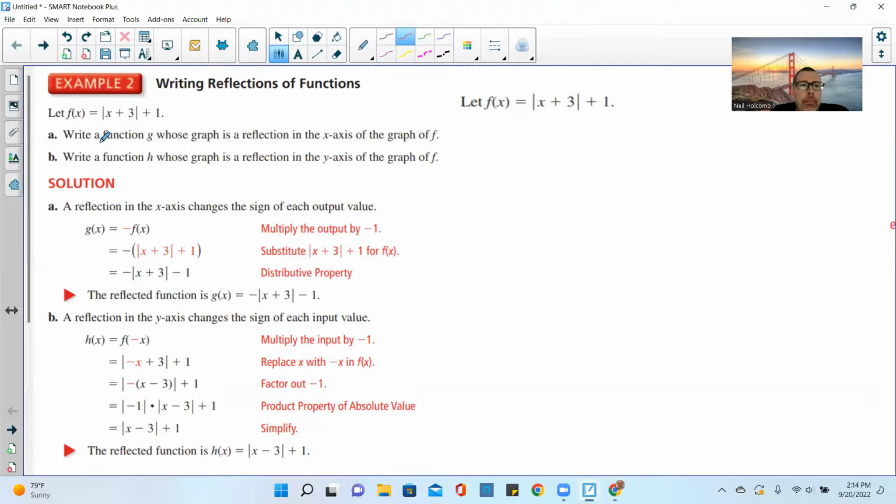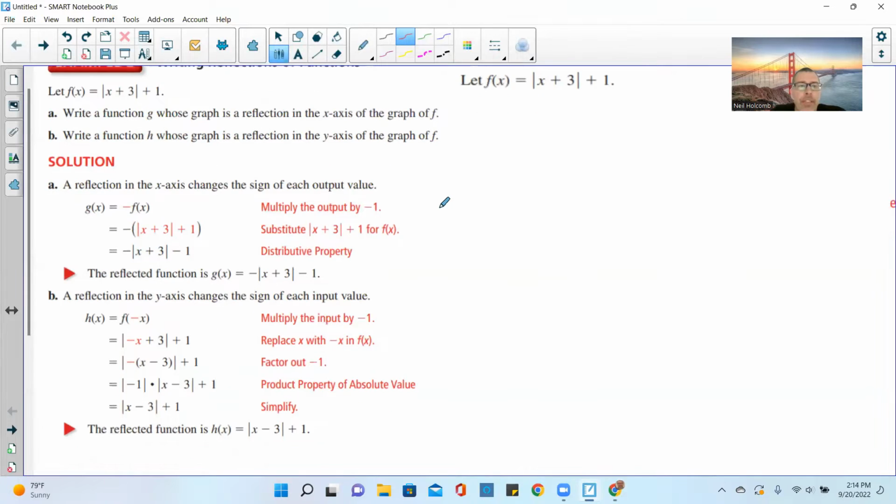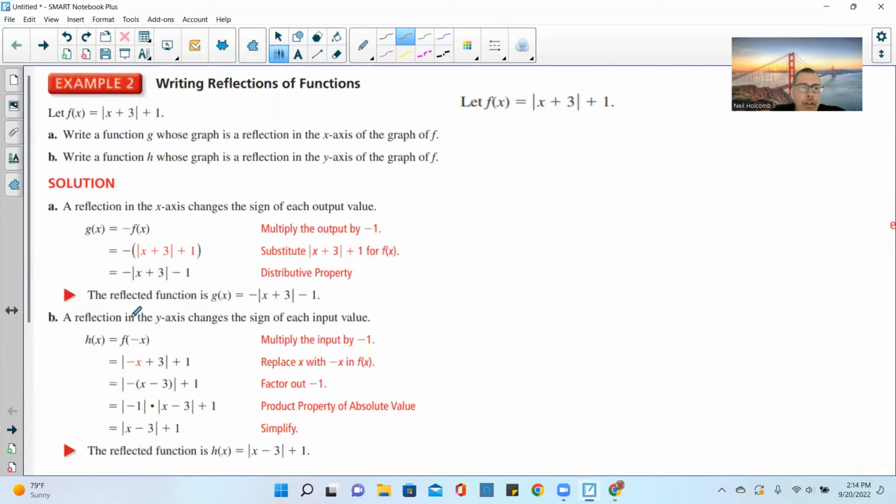So it says, part B, write a function h whose graph is a reflection in the y-axis of the graph of f. So we're going to reflect it in the y-axis, the vertical axis. So we want to skip to B down here. So a reflection in the y-axis changes the sign of each input value. So h of x is going to equal f of negative x. So what we're going to do is, first of all, say h of x equals f of negative x, which is to multiply the input by -1. And that would get us over to the other side of the y-axis.